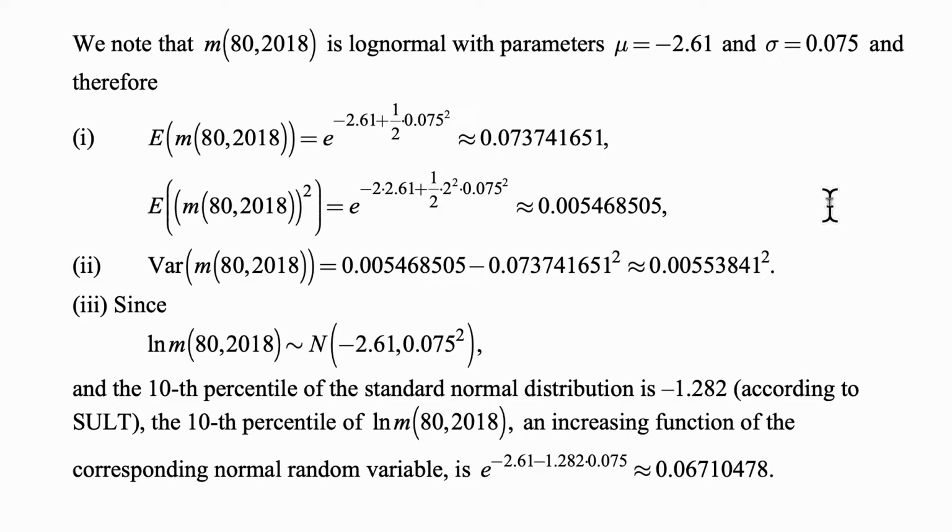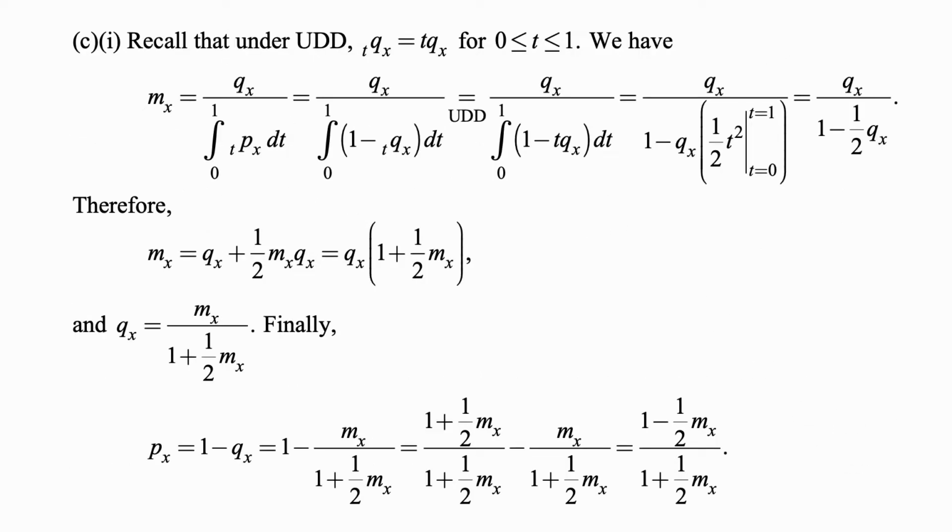Therefore, the 10th percentile of M of 80 2018, which is an increasing function of the corresponding normal random variable, because the natural logarithm is an increasing function, is e to the minus 2.61 minus 1.282 times 0.075, and we calculate that to be approximately 0.0671047.